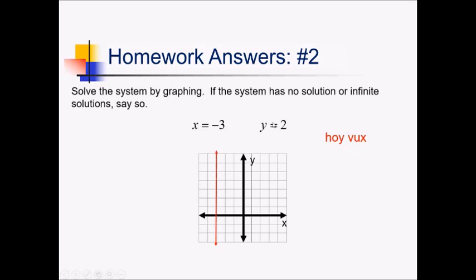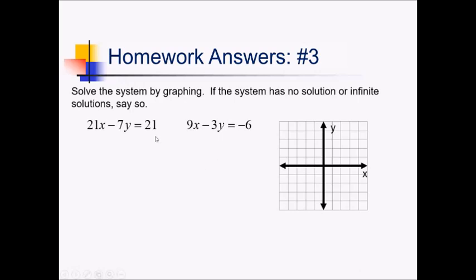And for this next one, y equals 2, that's HOI. Only having a y in there tells me this is a horizontal line. This is saying that y is 2 no matter what your x value is. So I'm going to do all the y values of 2 right here to get this horizontal line. And to get the system solution, that's just where these lines are crossing. So that's going to be at this point, (-3, 2).